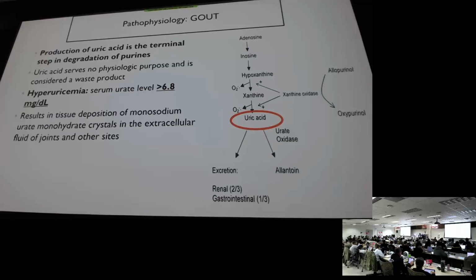You need to know that lab level. So hyperuricemia is a serum urate level greater than 6.8. Does a serum urate level of 6.9 mean that I have gout?